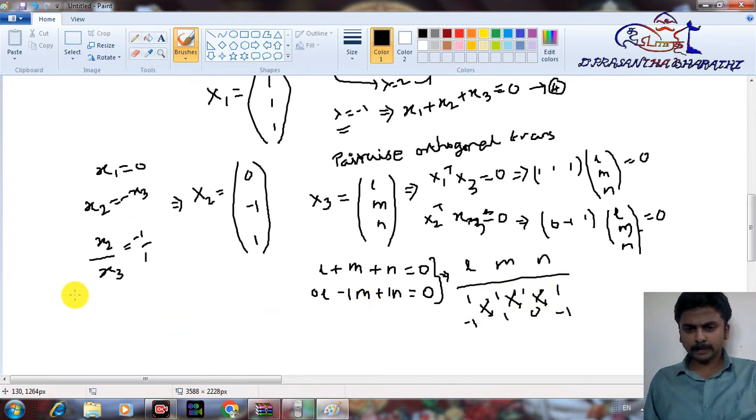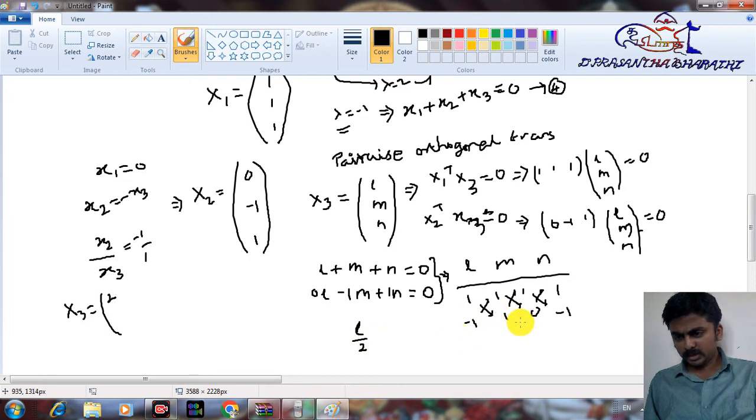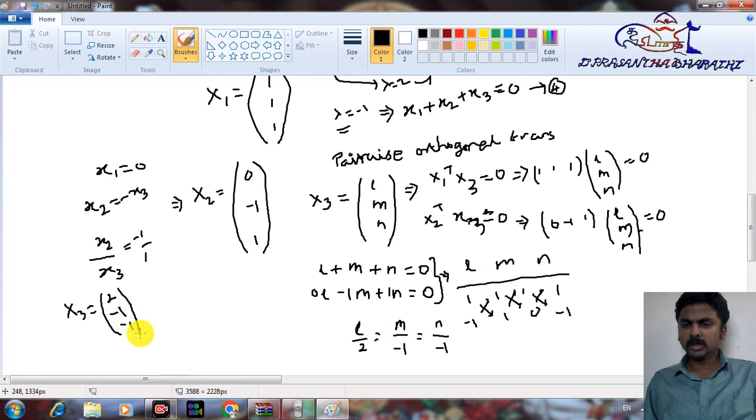So we will get x3 equal to the values of L M N. So 1 into 1 is 1, 1 minus 1 into 1 is minus 1, so 1 minus 1 is 2, that is L by 2, and it is 1 into 0, 0 minus 1 is minus 1, that is M by minus 1, that is equal to N divided by 1 into minus 1 is minus 1, 0, so 2 minus 1 1, so 2 minus 1 minus 1. So this is our third eigenvector.